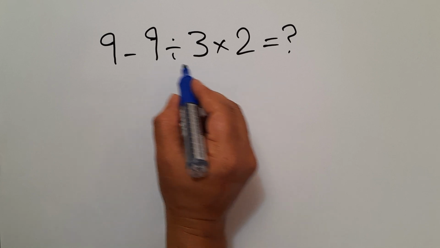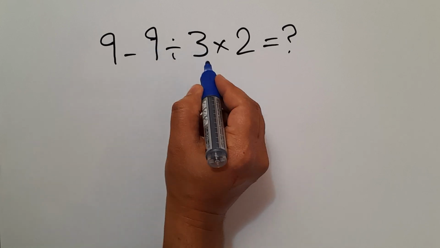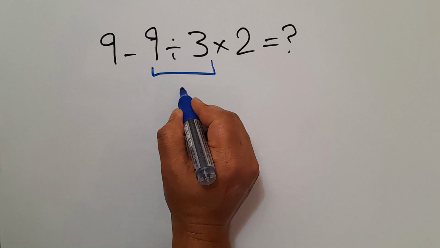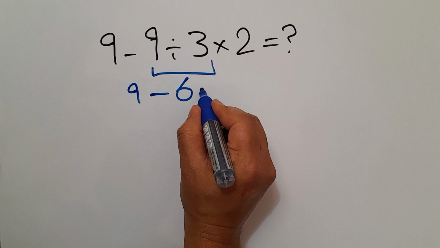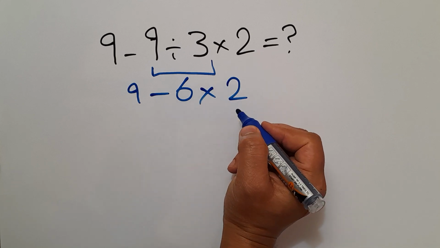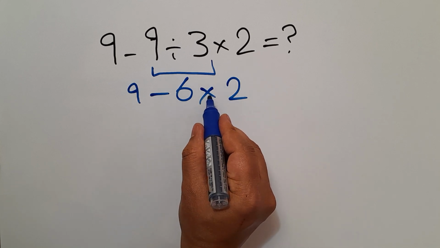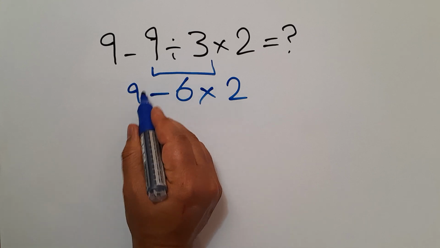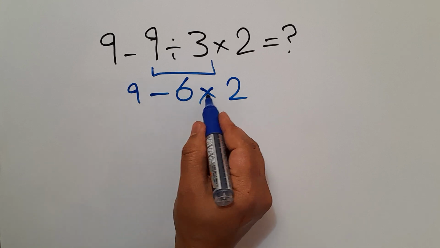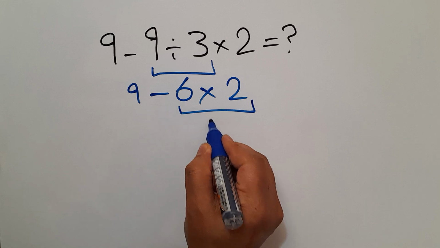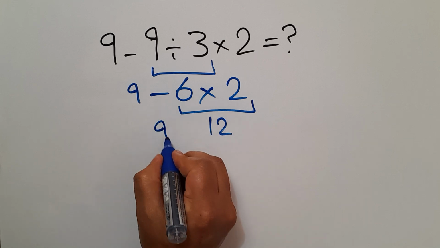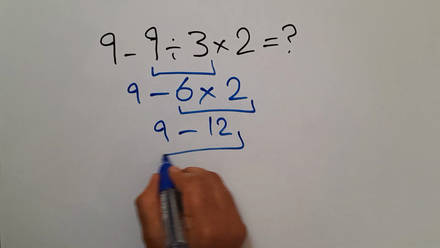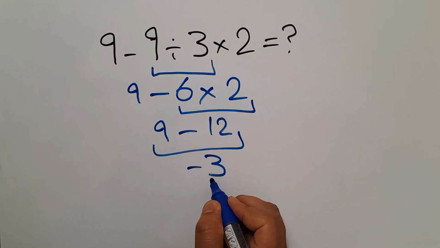So first we calculate 9 divided by 3, which equals 3. So 9 minus 3 times 2. Multiplication has higher priority than subtraction. So 3 times 2 equals 6. And 9 minus 6 equals 3.